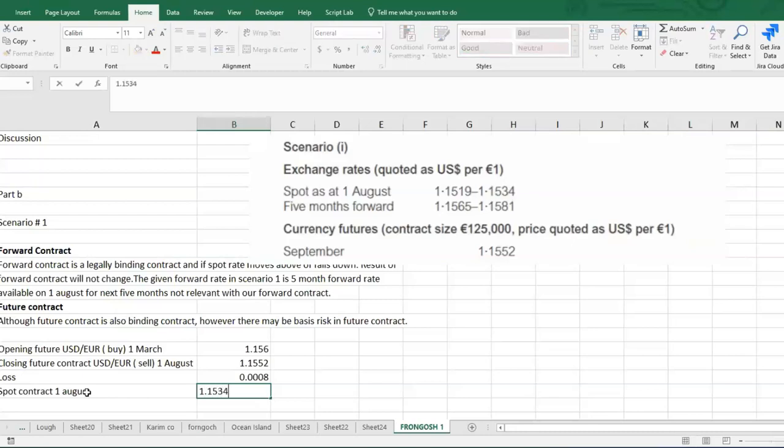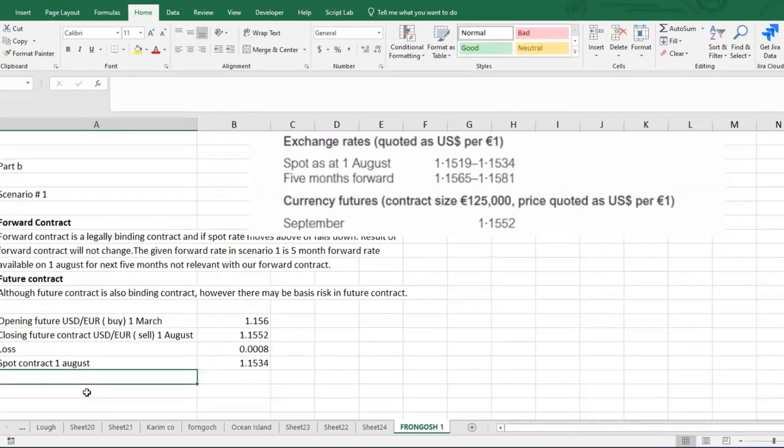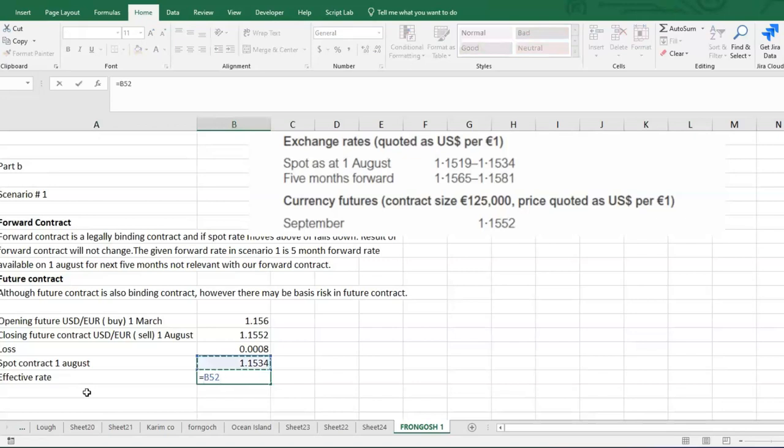1.15, no, a higher one, because it's a payment case. Multiply for the payment case, 1.1534. So tell me, what is the effective rate? We have to pay this, plus we have to pay this. It's a loss, we have to pay. Effective rate is 1.1542.